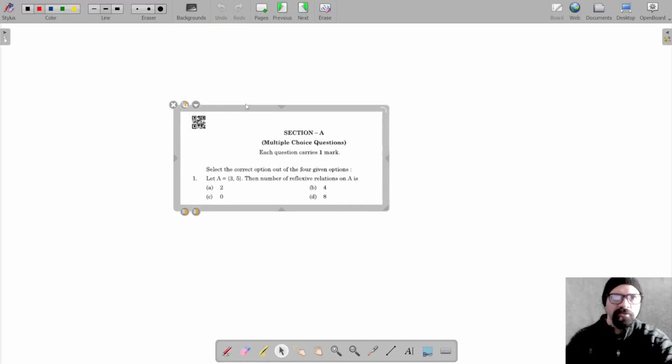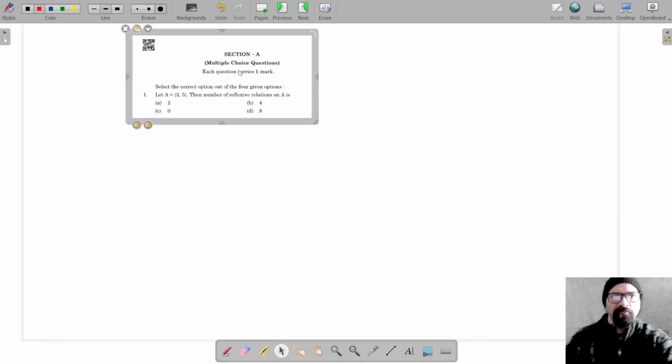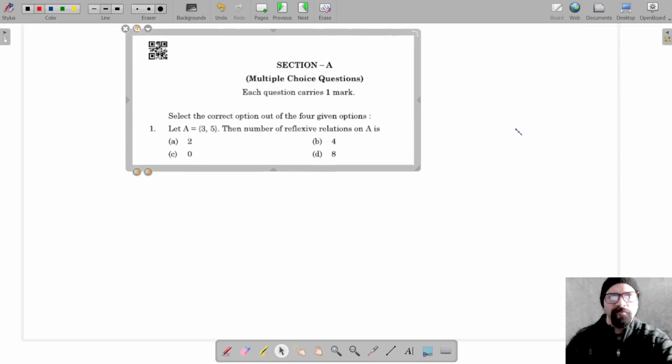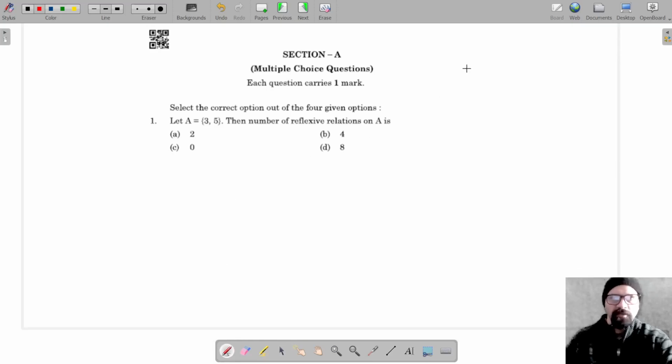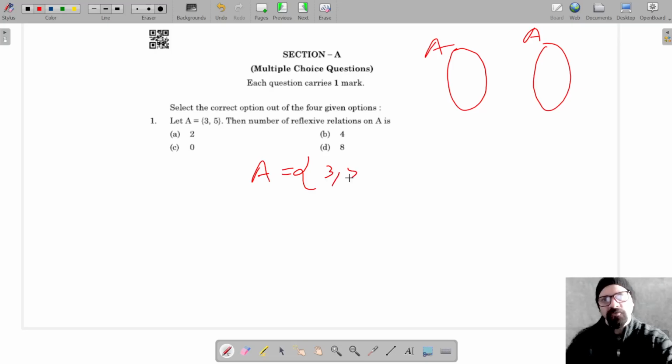For the first question, we have to find the number of reflexive relations on A. This is question number one. Our set is A, so the number of reflexive relations that go from set A to A. Set A has two elements, so its cardinal number is 2.